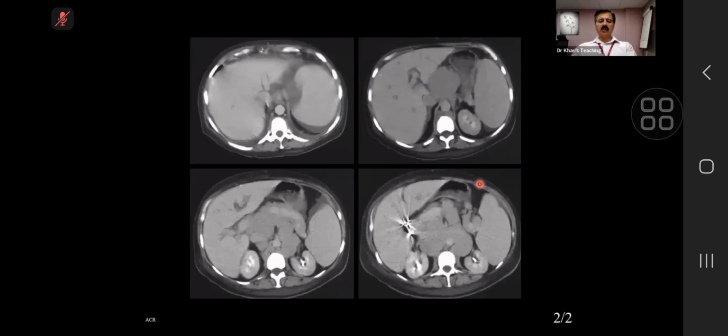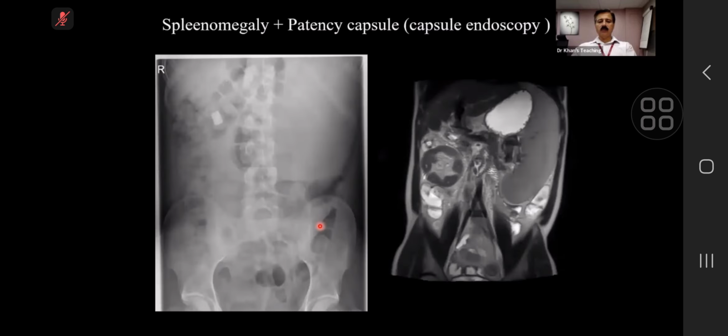So the CT scan of the same patient, where you can see splenomegaly and lots of lymph nodes. An MR, just to show you the same thing, and a plain film of another patient. Though I have written it here, patency capsule, candidate 3, can you please tell me what exactly is this? What do you understand by this patency capsule?